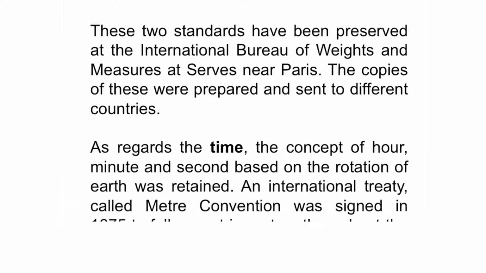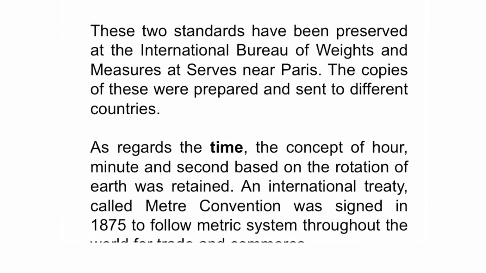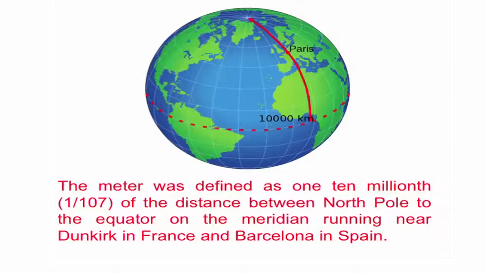An international treaty called the Meter Convention was signed in 1875 to follow the metric system throughout the world for trade and commerce. The meter was defined as 1/10 millionth of the distance between the North Pole and the equator on the meridian running in France and in Spain.